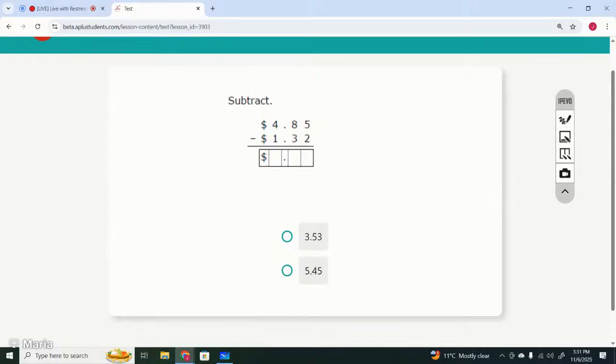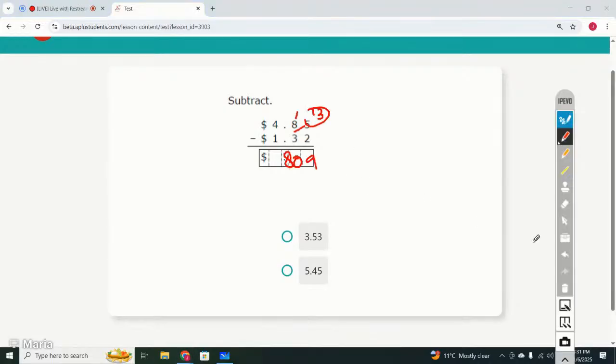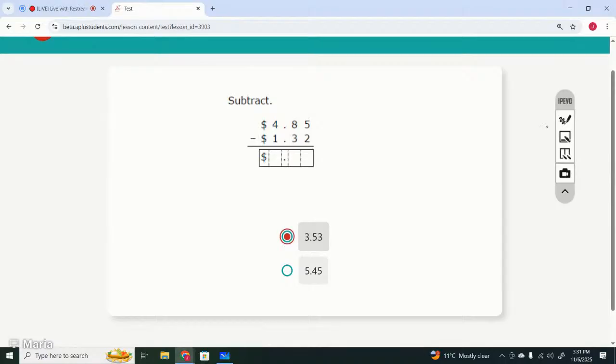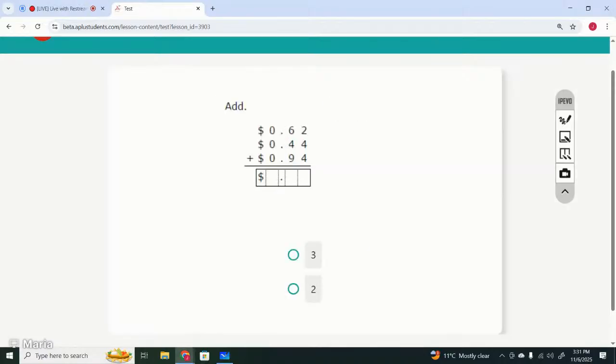4.85 minus $1.32. Let's just subtract. 5 take away 2 is 3. 8 take away 3 is 5. 4 take away 1 is 3. That is $3.53. Option number 1 is the correct option.